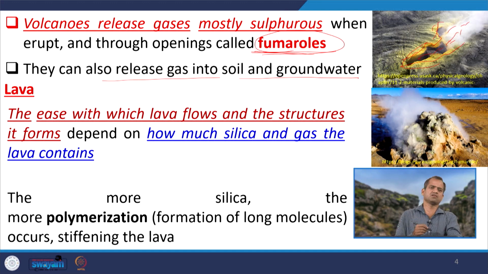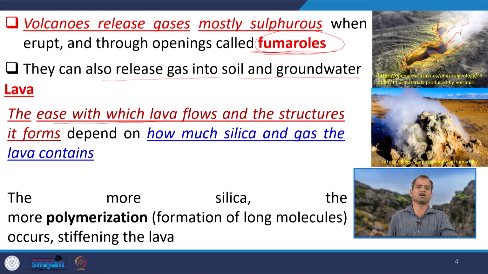Then another product is lava. Depending on the ease with which the lava flows, different structures are formed. If it is easily flowing, the structures will be low in height with less slope, like the magma flow of the Deccan basalt. But if there is much silica content and gas content, the magma or the lava is viscous, so it is piling up and forming a cone shaped volcano.